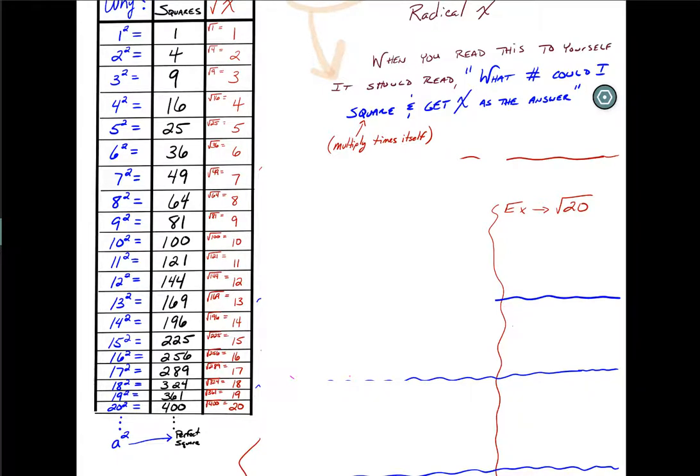So, but the problem is anytime you get one, you get a non-terminating, non-repeating decimal, an irrational number. So you can't write it exactly. So what we do is we simplify it. We get as much outside of that square root sign as we can. And that's called simplifying a square root, which is basically what we're going to learn the steps of how to do.